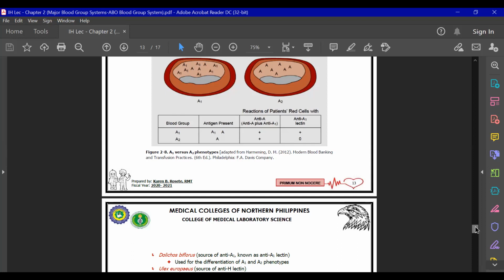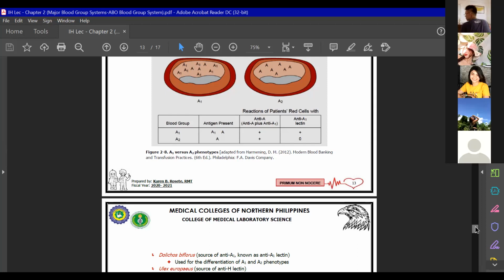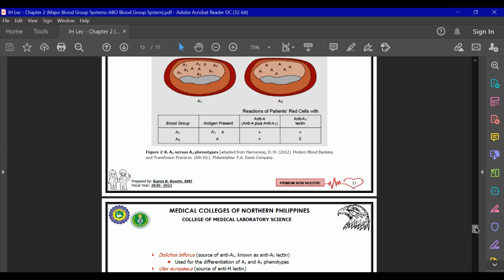An individual can inherit both the A1 gene and the A2 gene. That will now form a genotype of A1 and A2 genotype. But the phenotype, the observable characteristic of that individual, would be A1 phenotype, because A1 is more dominant than A2. I hope I answered your question.